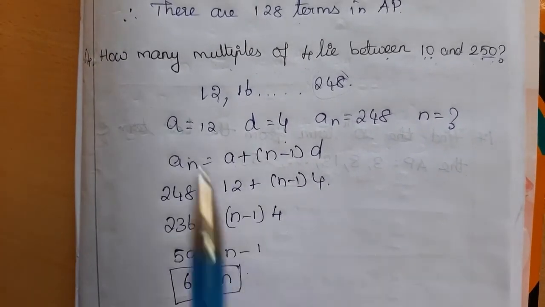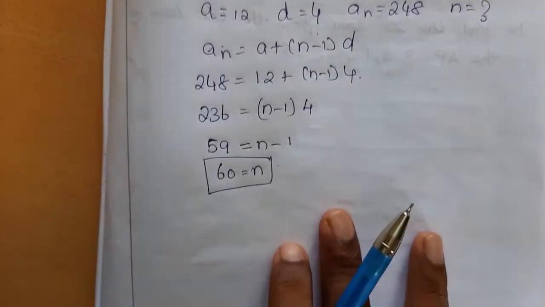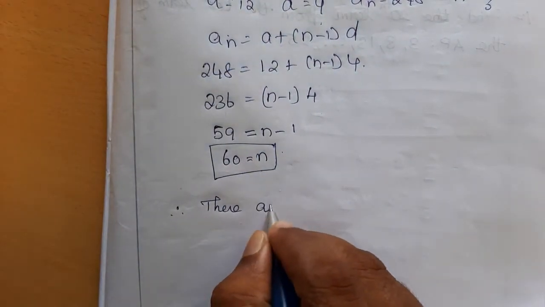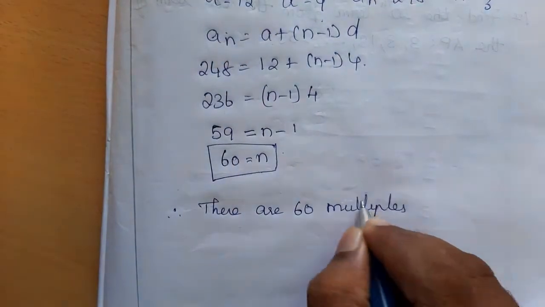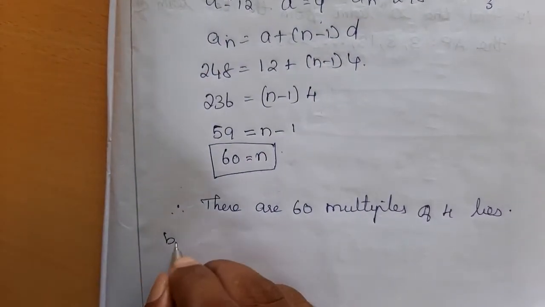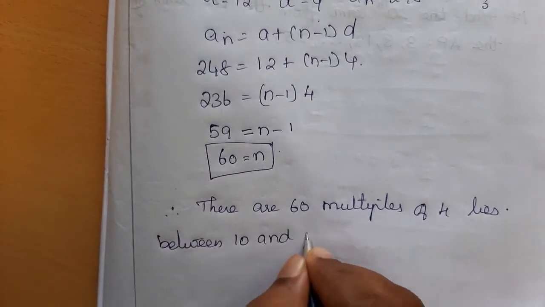So therefore, how many multiples of 4 lie between 10 and 250? 60. So therefore there are 60 multiples of 4 between 10 and 250.